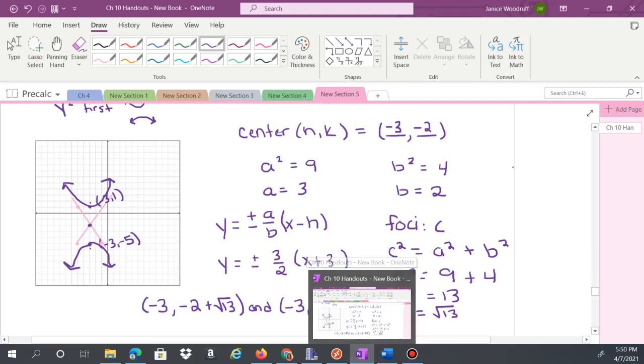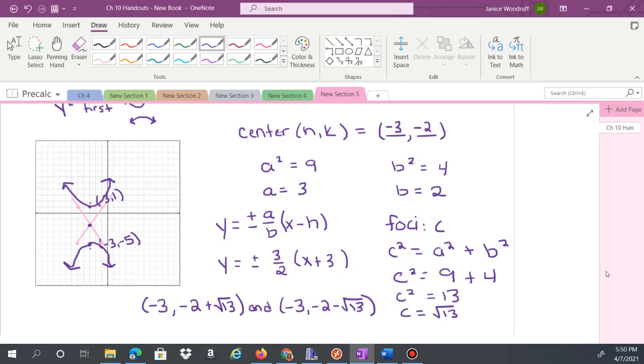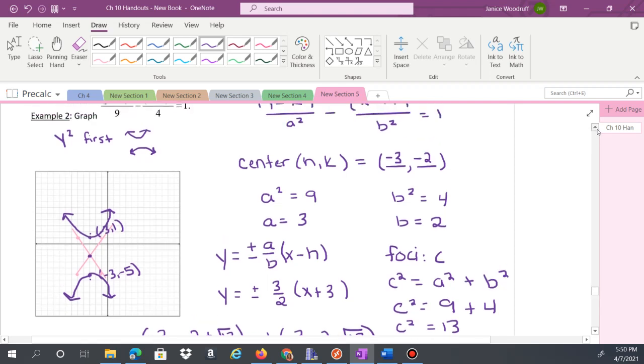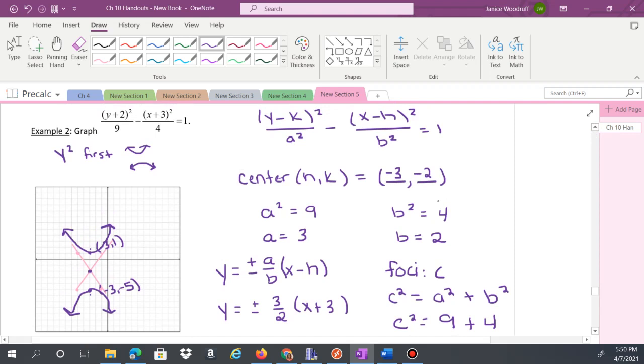Why did you use the center value instead of the A and B values for the asymptotes? I did? Okay, so I used 3 and 2 because that was A and B though. Because A squared is 9 and B squared is 4, so I have to take the square root of those first. It just happened to be the same values as the center. That's not a dumb question. That was a good question.